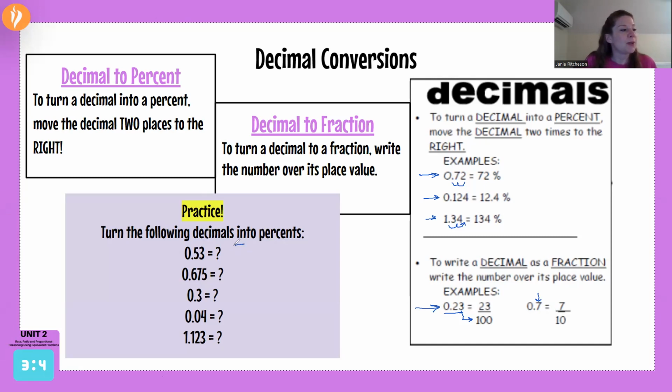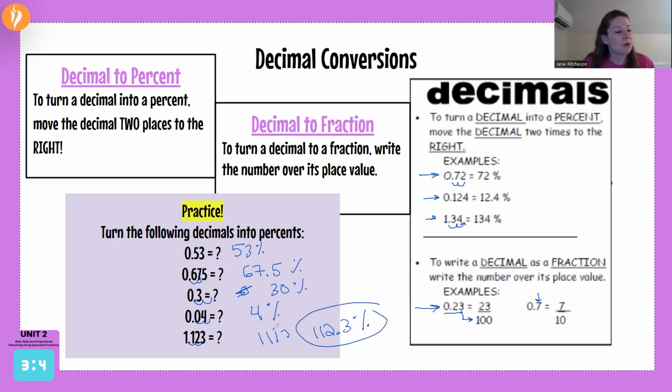All right, did you guys do it on your own? So if we move that to the right 2 places, we get 53%. The next one, 2 places to the right, we get 67.5%. 0.3, did you move it twice to the right? So that would be 30%. The next one would be not 40, but 4%. And the last one, 2 places to the right, will be 112. Whoa, I put too many ones. 112.3%. So ignore that one. Did y'all get those right? I hope you did. I bet you did.